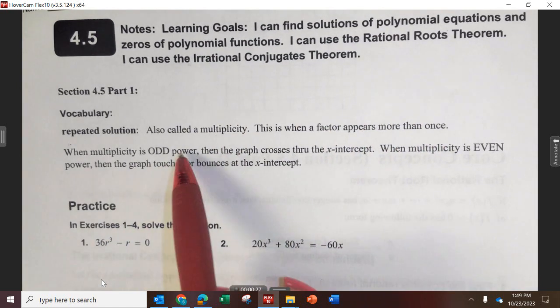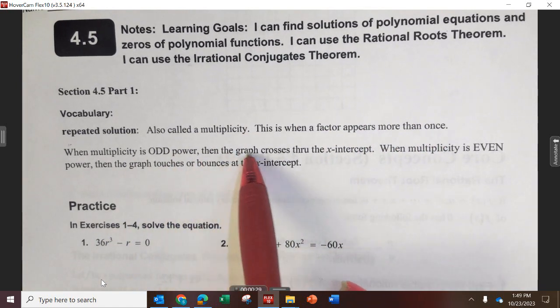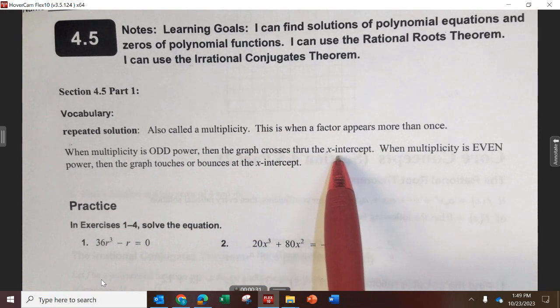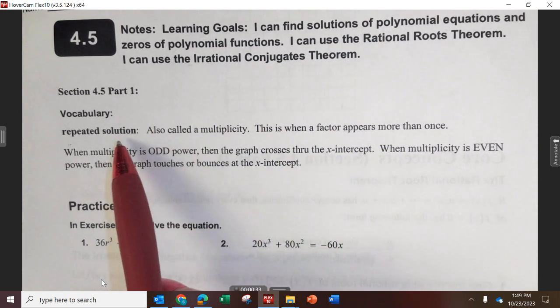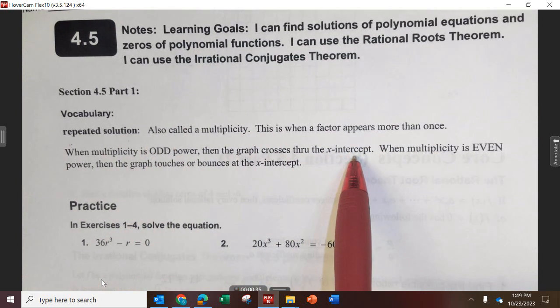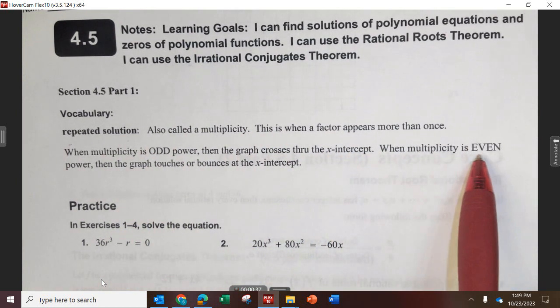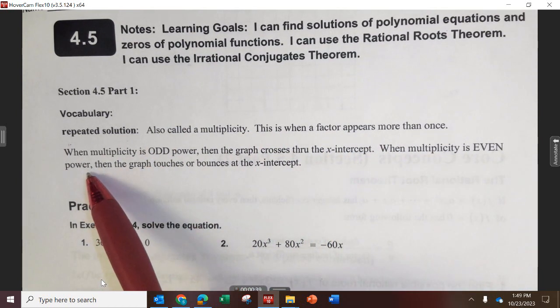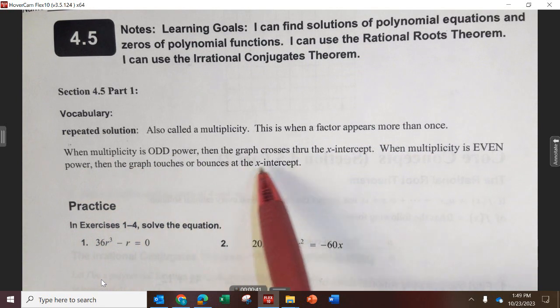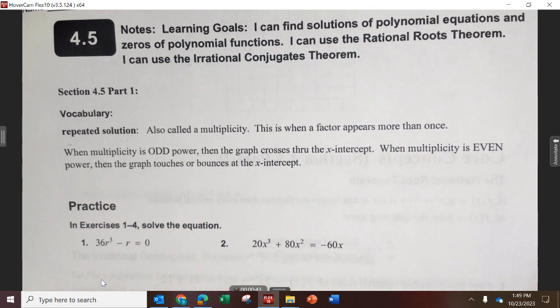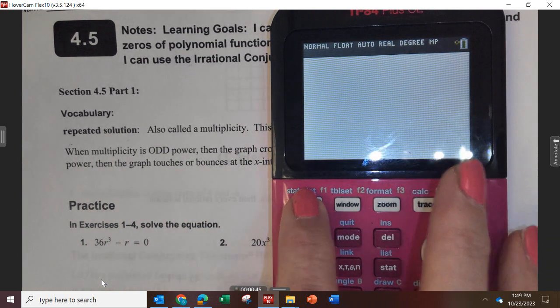When the multiplicity is an odd power, then the graph crosses through the solution, or through the x-intercept. When the multiplicity is even, an even power, then the graph is going to touch or bounce at that value. Let me show you what I mean by this.